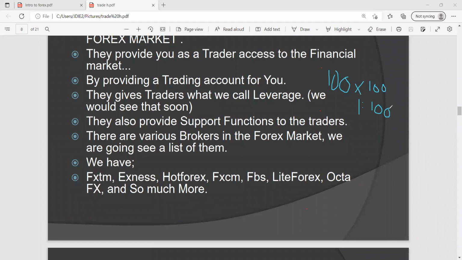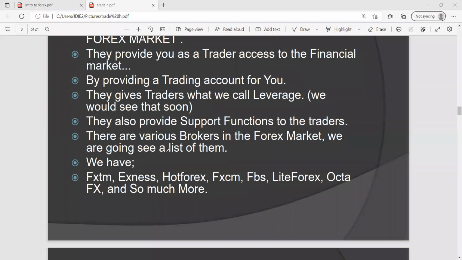Similarly, if you pick 1:100 for $100, you are multiplying your $100 by 100, which is 10,000. So that is what the forex brokers do to help you increase your purchasing power in these markets. We'll get more into that in case you do not understand; as you trade, you'll get more understanding. Don't be worried at all.